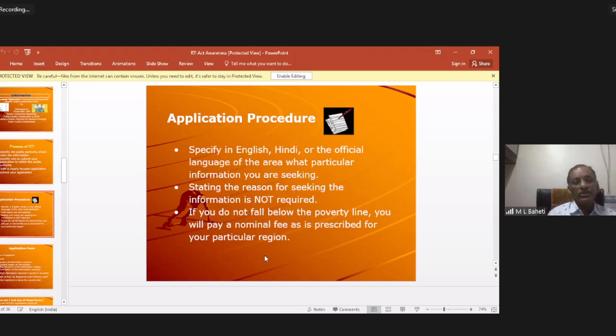Application procedure is also very simple. Specify in English, Hindi, or the official language of the area that particular information you are seeking. Stating the reason for seeking information is not required. If you do not fall below the poverty line, you will have to pay a nominal fee as prescribed for your particular state, that is as low as ₹10 to ₹20.